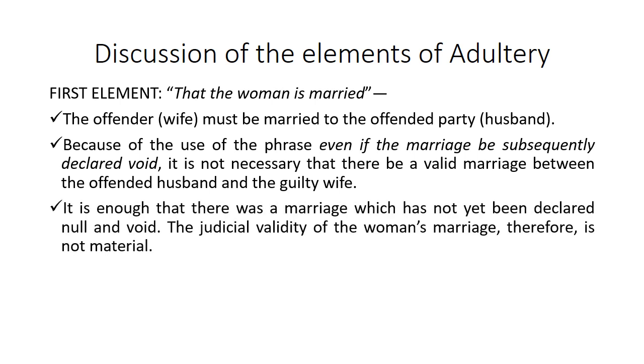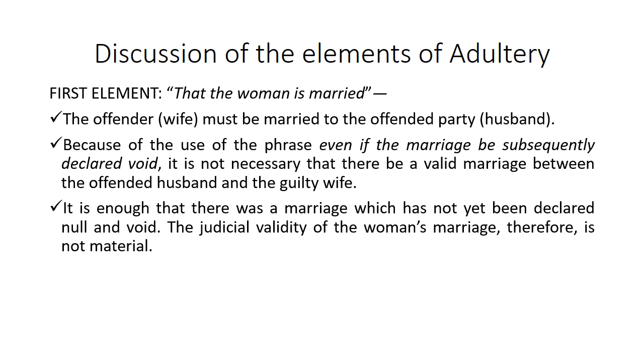It is not necessary that there be a valid marriage between the two because for as long as there has yet been no judicial declaration of the nullity of the said marriage, then the crime of adultery can still be committed. It is enough that there was a marriage which has not yet been declared null and void.